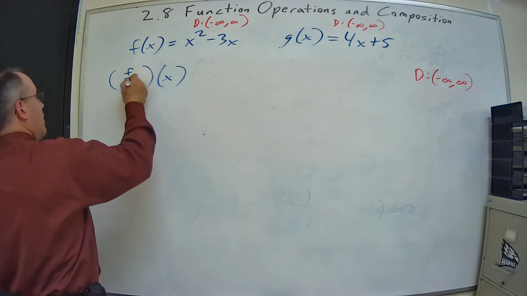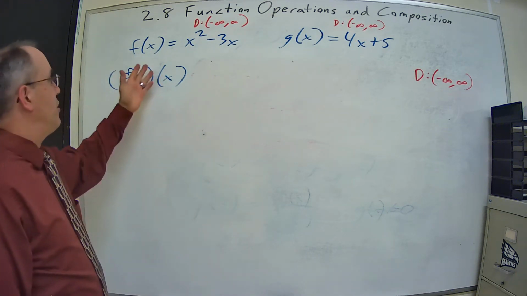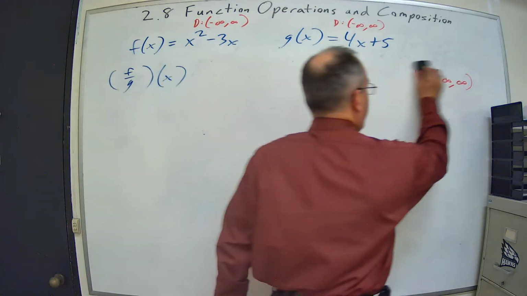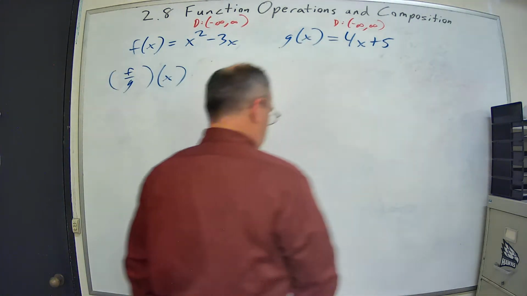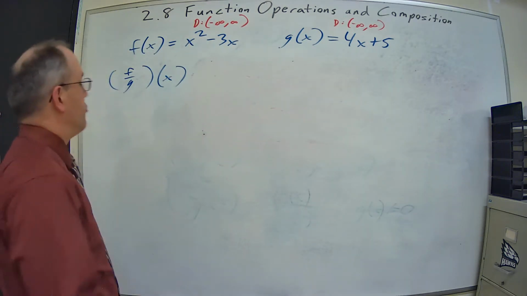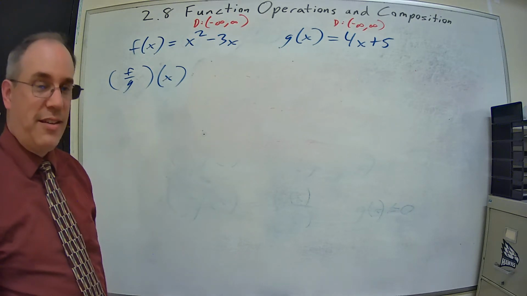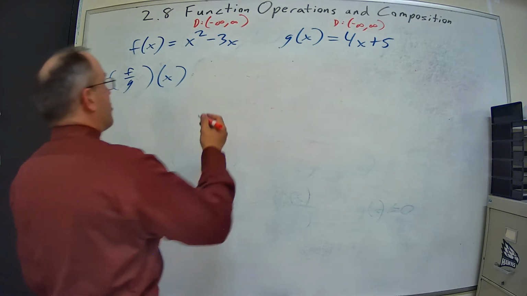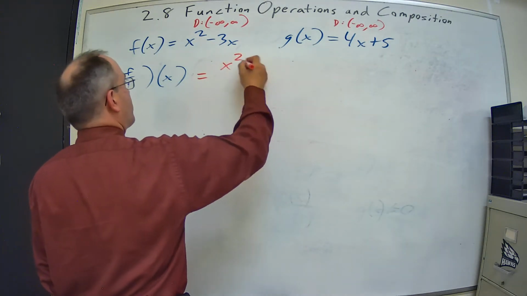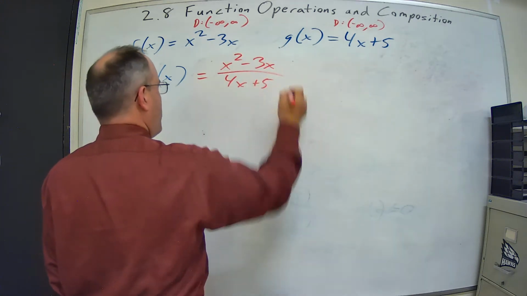Then f over g of x. So now that says to divide. And I'm going to get rid of this domain here because that's going to modify our domain a little bit. Because remember, that's that additional rule that we can't let g of x be equal to 0. So this is going to be x squared minus 3x divided by 4x plus 5.